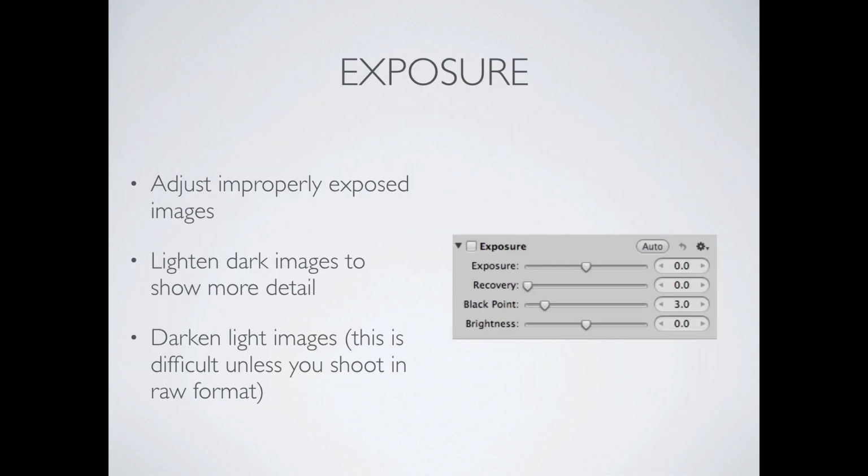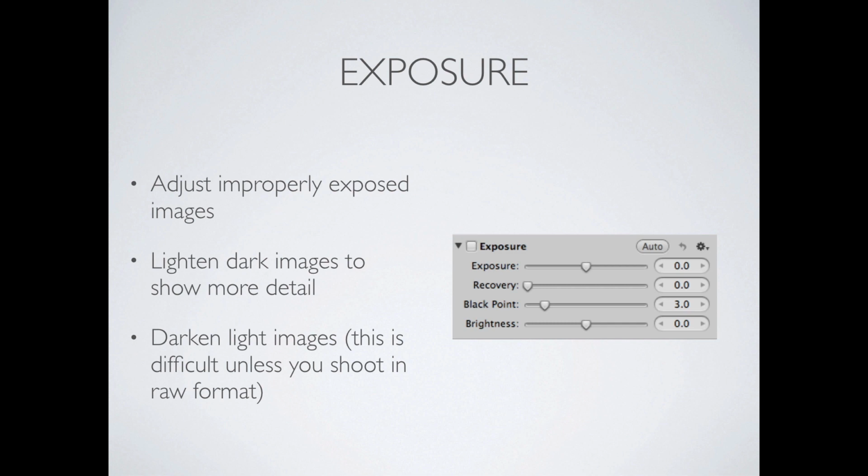Exposure. So we can go in and adjust improperly exposed images after the fact. Remember what I said last class, though. If you shoot in RAW format, you have a much better chance at making this adjustment than you do if you shoot and just have a JPEG. And I showed you that example last class. So essentially, you can always lighten your dark images, or you can darken your light images, depending on the exposure.